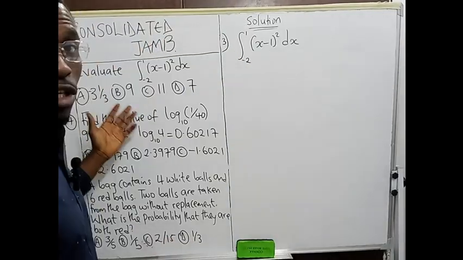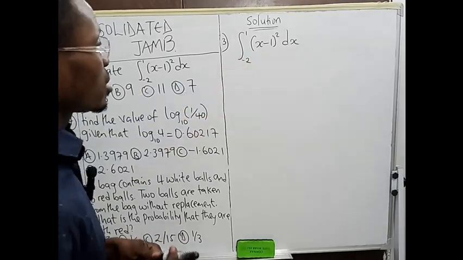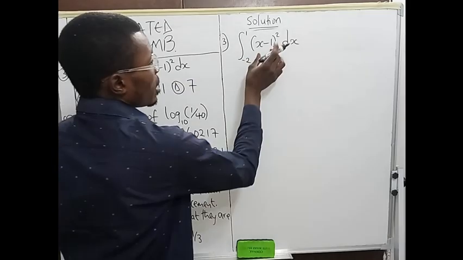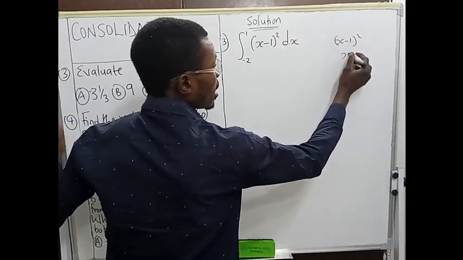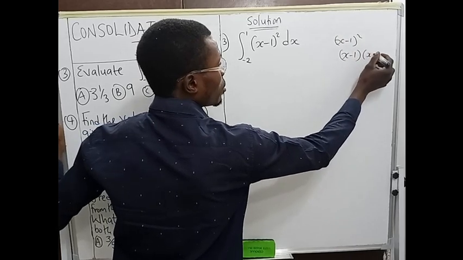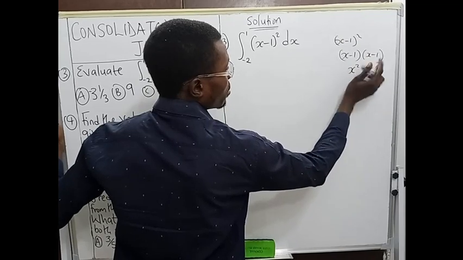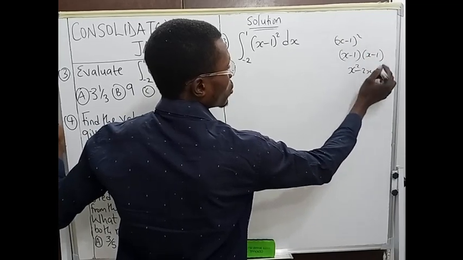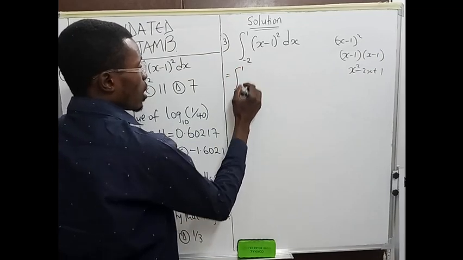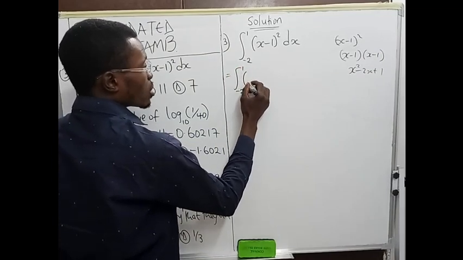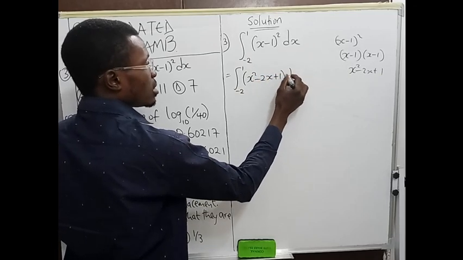Now I have question 3 to 5 on the board. Question 3, we have to evaluate this integral. Let me expand this bracket separately. x minus 1 squared is the same as x minus 1 times x minus 1. Expand this, I'm going to have x squared minus x minus x minus 1 plus 1. So this can be expressed as the integral from -2 to 1 of x squared minus 2x plus 1 dx.